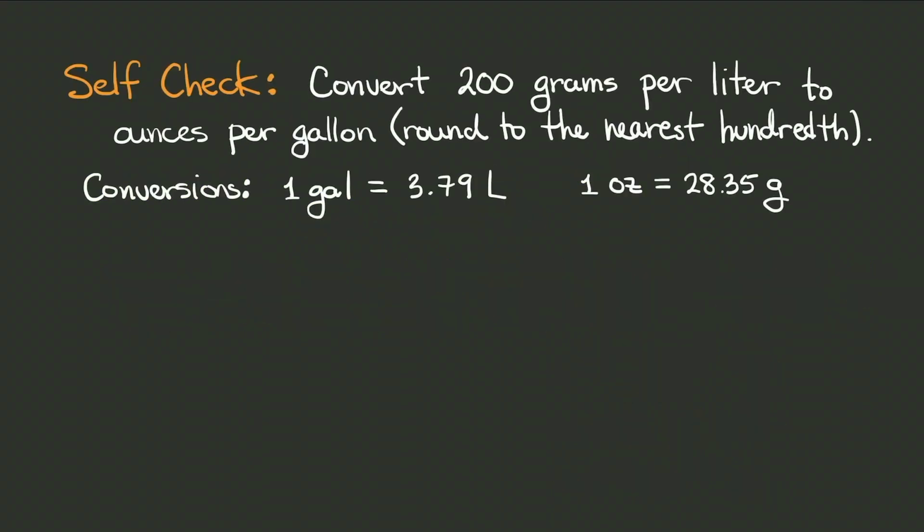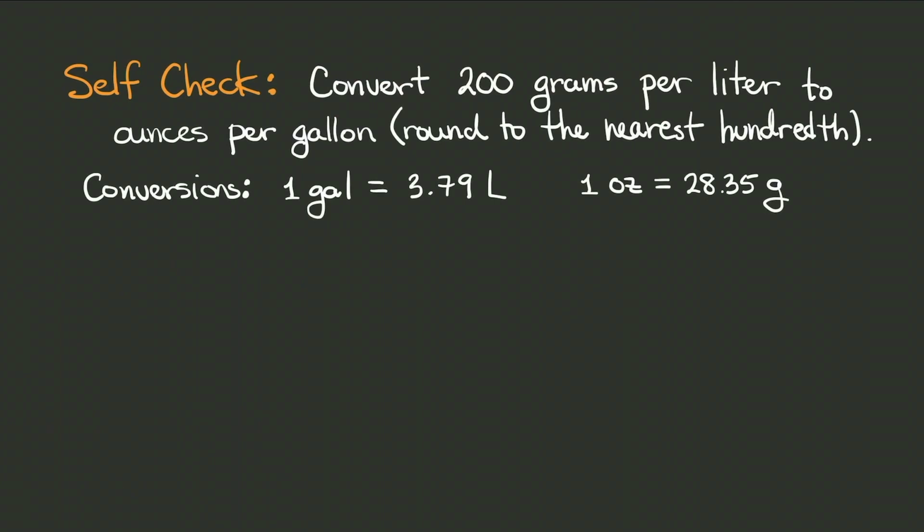Let's do a self-check. Try this one on your own first and then come back and check your answer. Here we're supposed to convert 200 grams per liter to ounces per gallon, and we're supposed to round that to the nearest hundredth. And we're given the unit conversions that 1 gallon is equal to 3.79 liters and 1 ounce is equal to 28.35 grams.